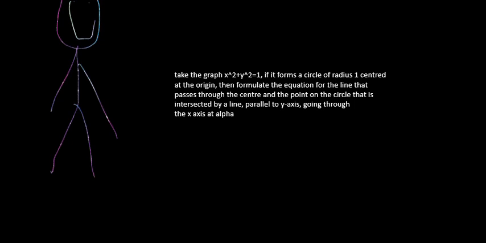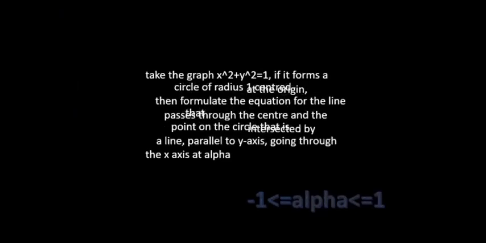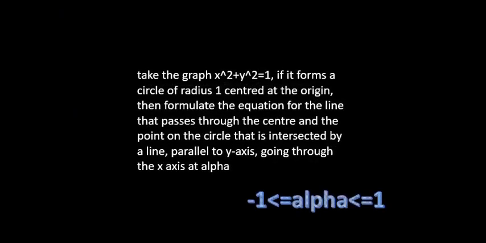Let's look at it through a graph. He also presented us with a, let's just say, a condition: -1 is less than or equal to alpha, which is less than or equal to 1. Now this will make sense later on when I show you the graph.